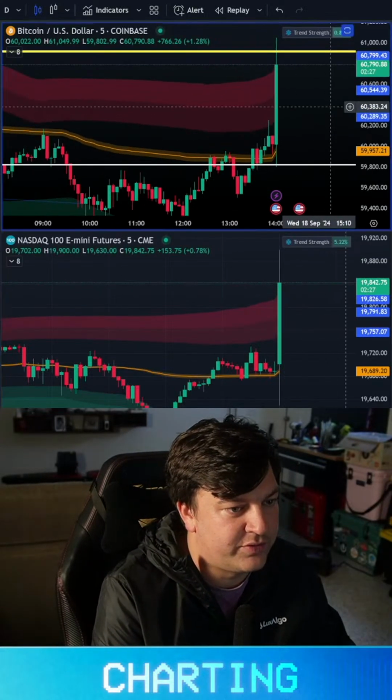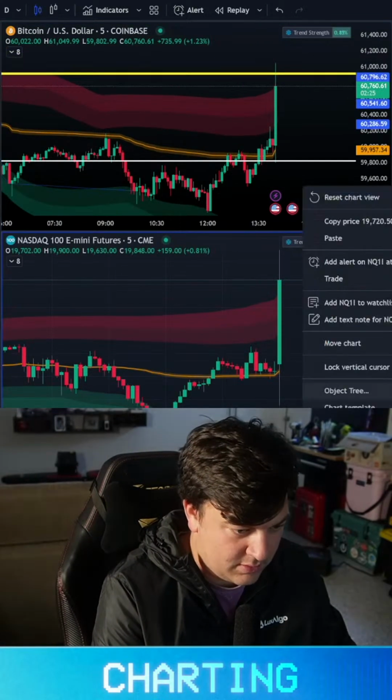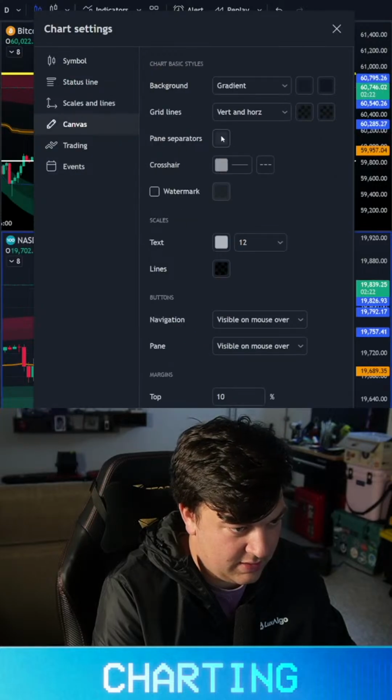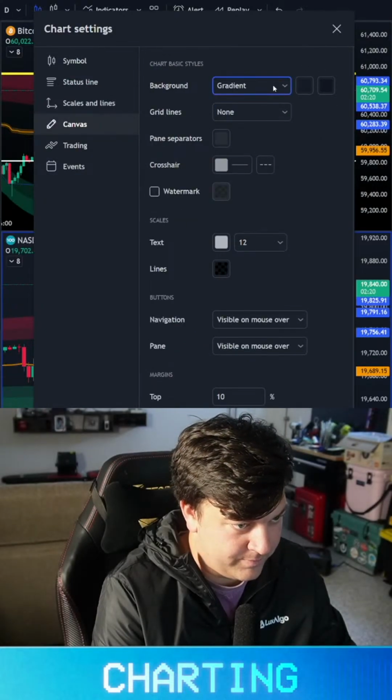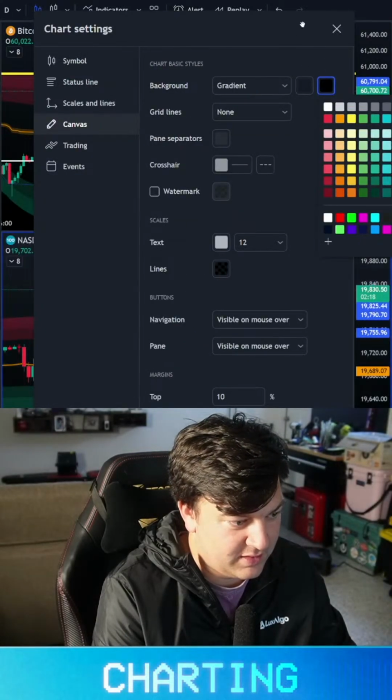Watch the first initial move here. This is Bitcoin. Let me fix the canvas here. Don't know why this is like this, but there you go.